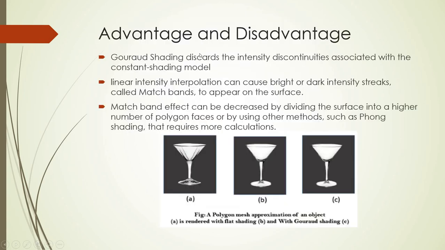intensity. Now, what are the advantages and the disadvantages of Gouraud shading? Gouraud shading has a few advantages, as it discards the intensity discontinuity associated with the constant shading model. The linear intensity interpolation can cause a bright or a dark intensity streak. Now what is this bright or dark intensity streak?